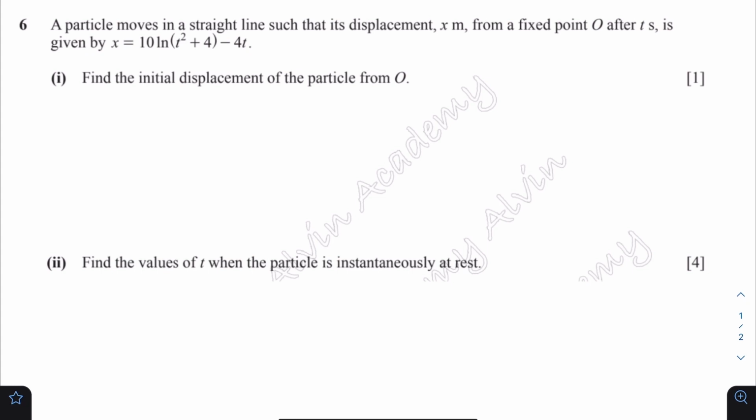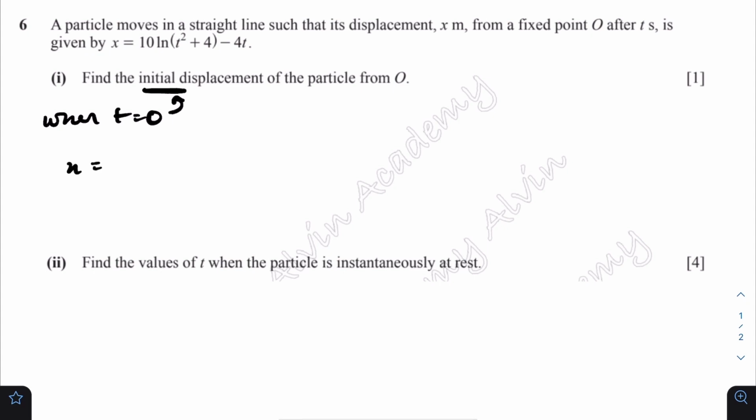All right. So let's do part 1. Find the initial displacement of the particle from O, given that a particle moves in a straight line such that displacement x meters from a fixed point O after t seconds is given by x equals 10 ln(2t squared plus 4) minus 4t. Let's pick out some of the keywords. Remember, the language we covered in the introduction video is very important to consider. Initial means that at time 0, as we said, from the origin. Remember, it doesn't have to start at the origin, it can start somewhere else. So initial means when t equals 0.